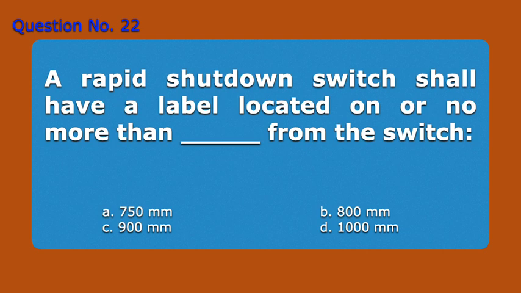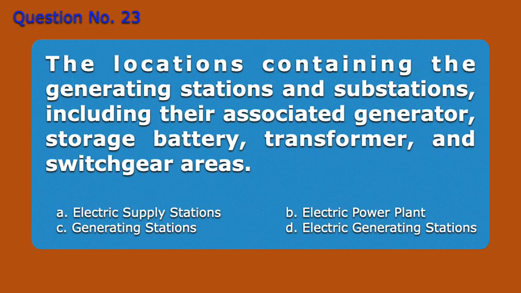Question number 22. A rapid shutdown switch shall have a label located on, or no more than blank from the switch. A. 750 mm, B. 800 mm, C. 900 mm, D. 1000 mm. Answer: D. 1000 millimeters.